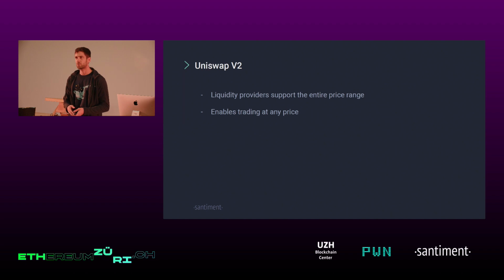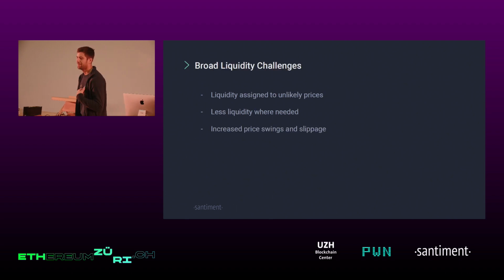In Uniswap V2, liquidity providers provide liquidity to the whole spectrum of prices. What does that mean? If you provide liquidity to, for example, an ETH USDT pool, you're providing liquidity from 0.01 USDT per ETH to 100 million USDT per ETH. Which is great in the sense that every single price can be traded, but it also has some issues, which we're going to look at here.